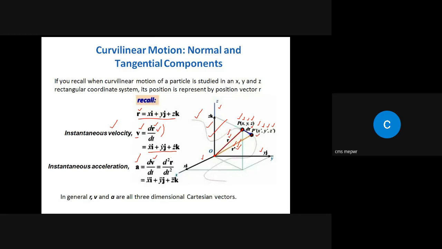Okay, which is also equal to the double derivative of displacement. If you want to put the values of r, which is basically x, y, and z, in that case we will get acceleration in terms of its components. And remember, this x double dot represents the double derivative of the x variable with respect to time. Similarly, y double dot and z double dot represent the double derivative of these variables with respect to time. So in general, the displacement, velocity, and acceleration are all three-dimensional Cartesian vectors.